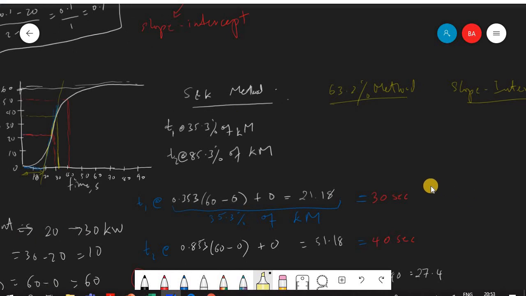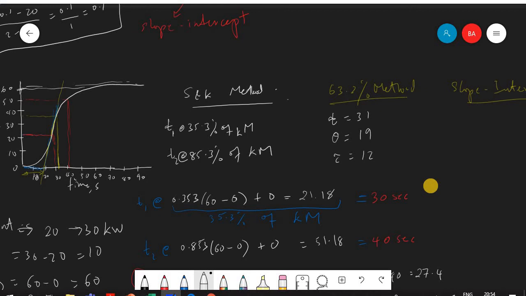The 63.2% method tells me that tau is equal to t minus theta. Let me say t is equal to 31 and theta is equal to 19, so tau will be something like 12. So now what are the values? 19 and 12. They are different from the SNK method. Yes, they are different. What about the slope-intercept method?